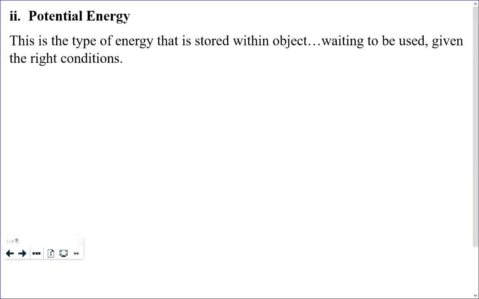Potential energy. Potential energy is energy that an object has kind of hidden.